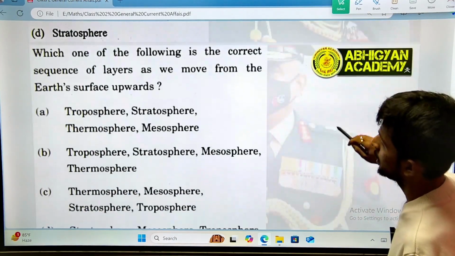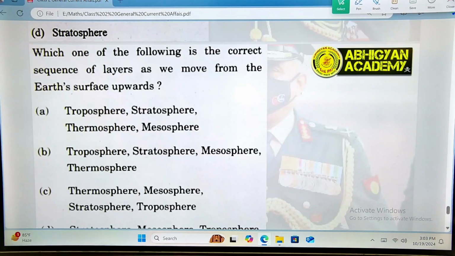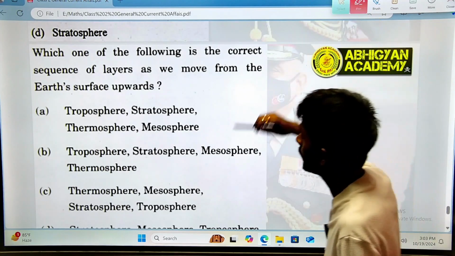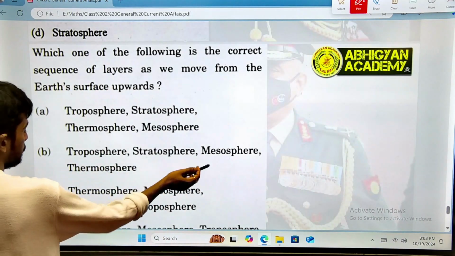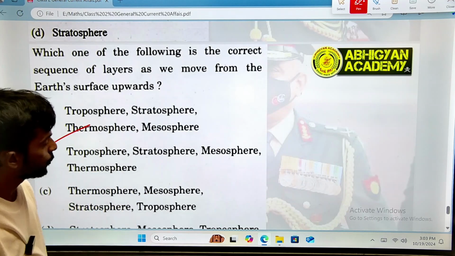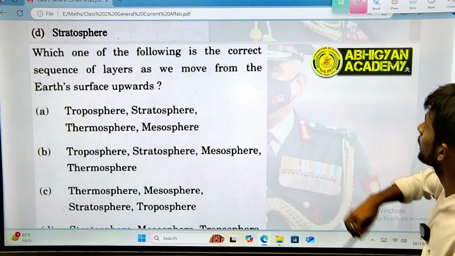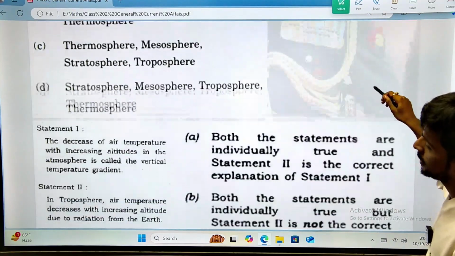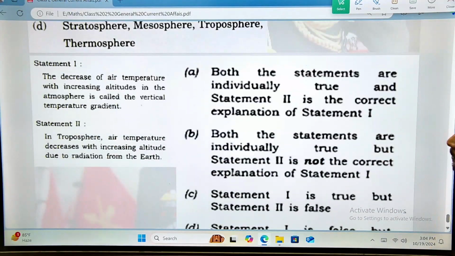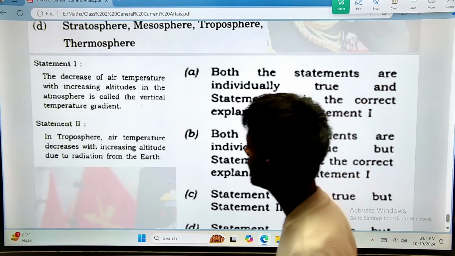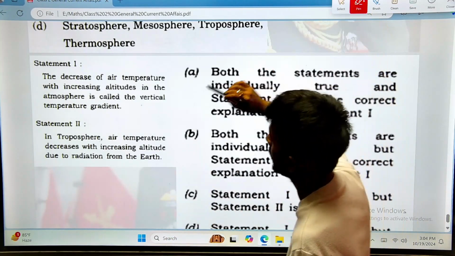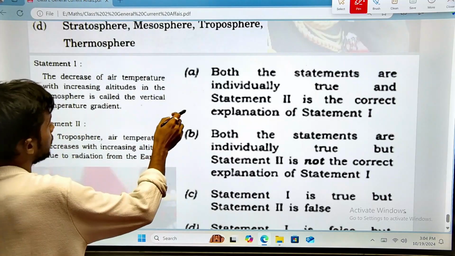Next. Which one of the following is the correct sequence of layers? Definitely the first one will be the troposphere, then stratosphere, mesosphere, thermosphere. This is the answer: troposphere, stratosphere, mesosphere, thermosphere, and lastly the exosphere. Next, the two statements. The decrease of air temperature with increasing altitude in the atmosphere is called the vertical temperature gradient. Here the definition is given directly.